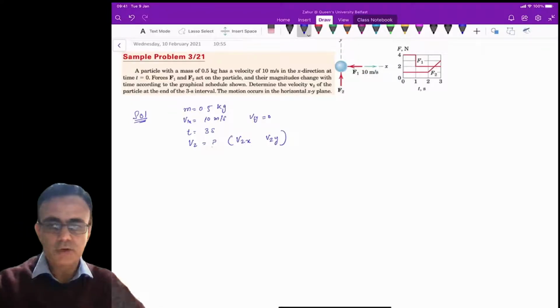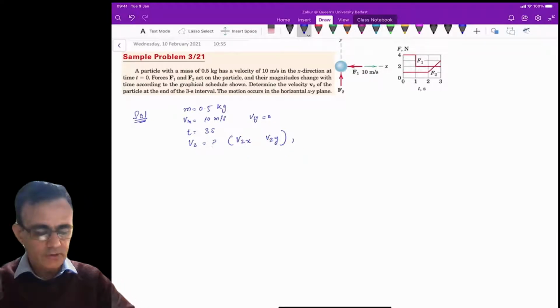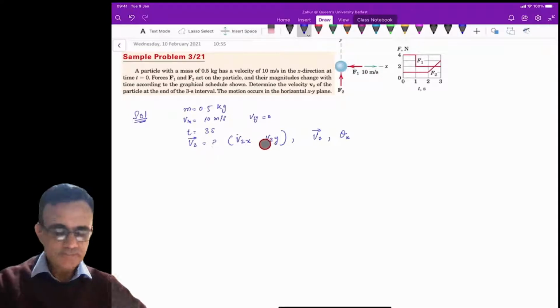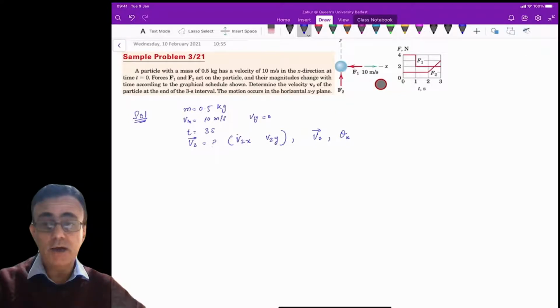So you have to calculate both components of the velocity, or in other words, you will need to calculate v2, which is a vector, and then you will need to calculate the associated angle with the x-axis, for example. Okay, so as you can see in this figure here, you are given velocities, you are given time, you are given the forces, and you are asked to calculate the final velocities.